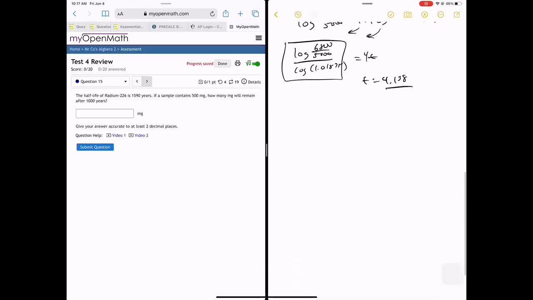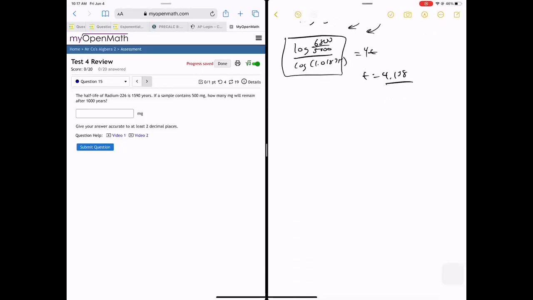Okay, we're almost out of time. Let's go ahead and finish up a couple more of these. The half-life for radium is 1,590 years. So the time it takes to get to half is 1,590 years. If I start off with 500, how many milligrams will remain after 1,000 years?